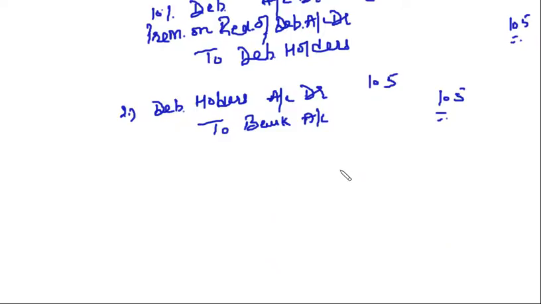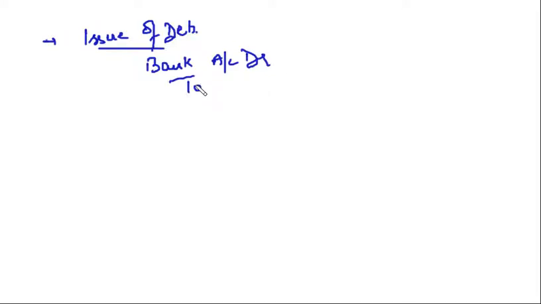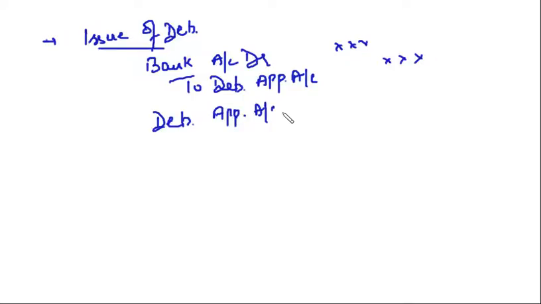Now quickly see what will be the journal entries that you will have to pass. The first entry will be for issue of debentures. Issue of debentures is bank account debit. You will receive application to debenture application account. Then this debenture application will be transferred to debentures account on allotment, account debit to say 10% debentures account. This is the issue of debentures.